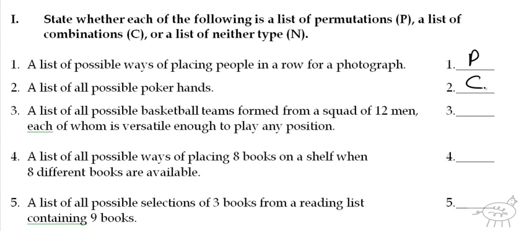Number 3, a list of all possible basketball teams formed from a squad of 12 men, each of whom is versatile enough to play in any position. What you need to remember for that, we actually had a problem similar to that. I'm not trying to say that you got specific positions. I'm saying anybody can play any position. So basically I'm saying I need a group of people to play because anybody can play any position, forward, center, whatever. So that is truly a combination, okay, because there's no order involved.